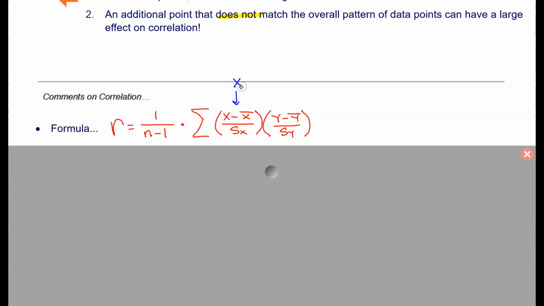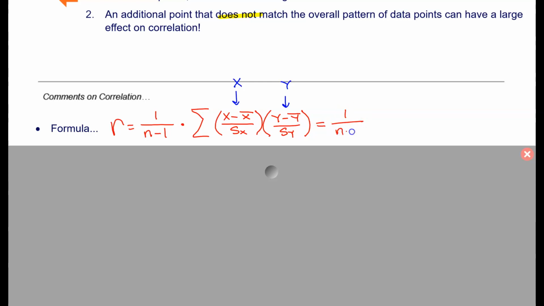So one of those variables is x, the other variable is y. X bar is the mean of all the x coordinates in your scatter plot. S sub x is the standard deviation of all the x coordinates in the scatter plot. Same is true for y. Y bar is the mean of the y coordinates, and s sub y is the standard deviation of the y coordinates. Now I'm going to take one more step with this formula.